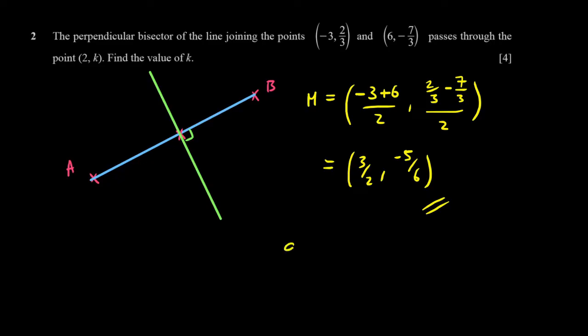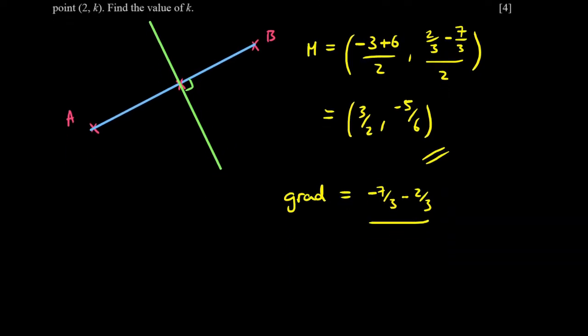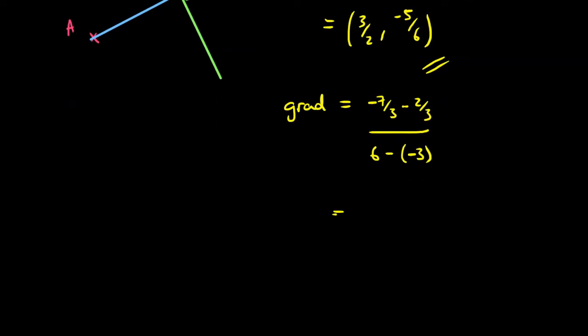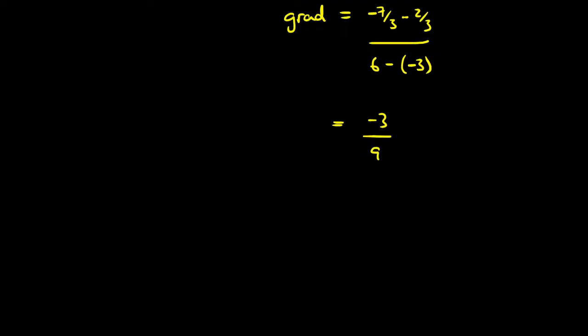Then what we want to do is find the gradient. And if we do that, we're going to get y2 minus y1, so the change in the y values. So we got negative 7/3 minus 2/3, all divided through by the change in x, which is 6 minus minus 3. So here we got 6 minus minus 3. We want to be extra careful about that. And negative 7/3 minus 2/3 is minus 9/3. And minus 9 divided by 3 is minus 3. And then 6 minus minus 3 is 6 plus 3, which is 9. So the gradient here is negative 1/3.